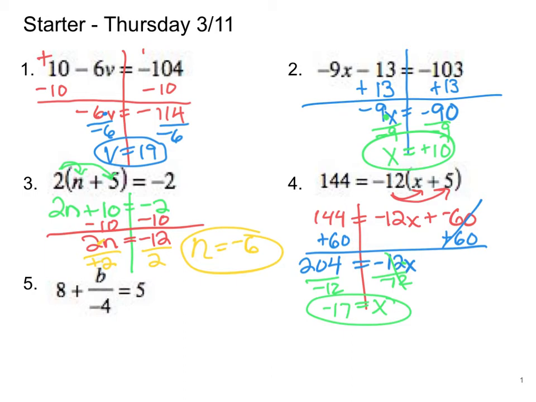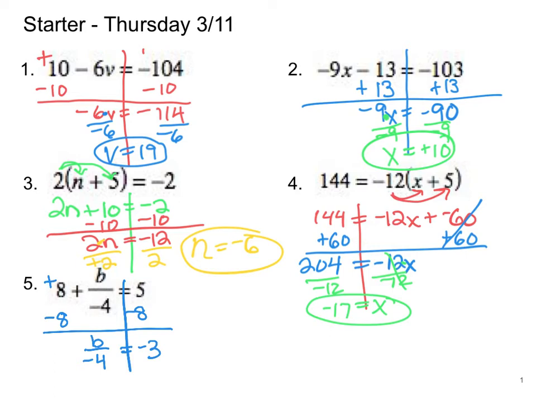All right, number 5 is a little bit different. First of all, we want to look at it, see how this 8 wants to be over here with the 5. So 8 is a positive 8. How do we move a positive 8? I'm going to subtract off 8 from both sides. So then I have b divided by negative 4 equals, what is 5 minus 8? That is negative 3.